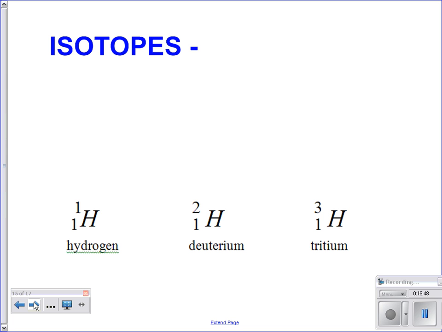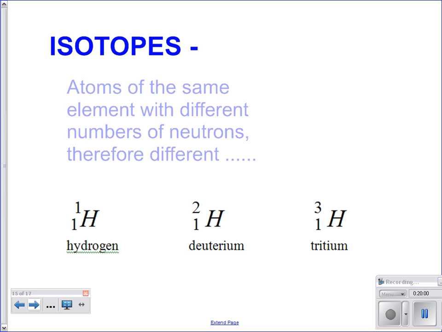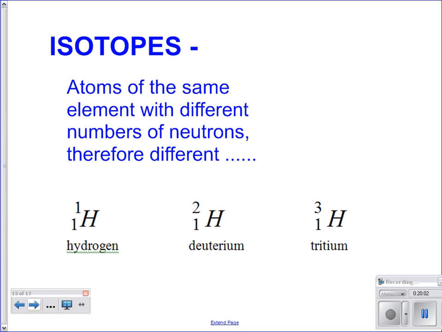Okay, now that brings us to something known as isotopes. I've used that in conversation a little bit, but I haven't really given it a name. So now is a good time to give this a name. Isotopes are just going to be when you have atoms of the same element that have different numbers of neutrons. So atoms of the same element with different numbers of neutrons.